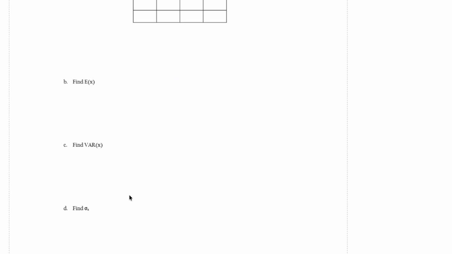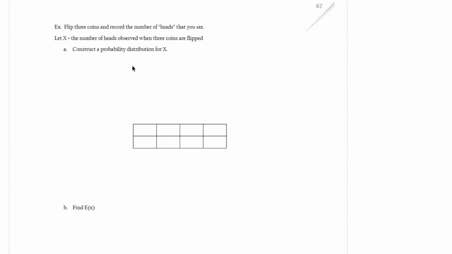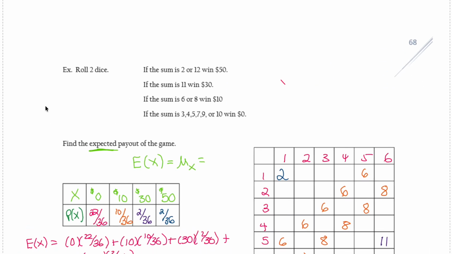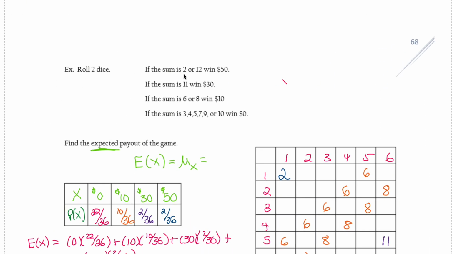Okay, so we will skip this activity for now. Let's take a look at another one. The example is: roll 2 dice. If the sum is 2 or 12, you will win $50. If the sum is 11, you will win $30. If the sum is 6 or 8, you will win $10. If the sum is 3, 4, 5, 7, 9, or 10, win $0. Find the expected payout of the game.